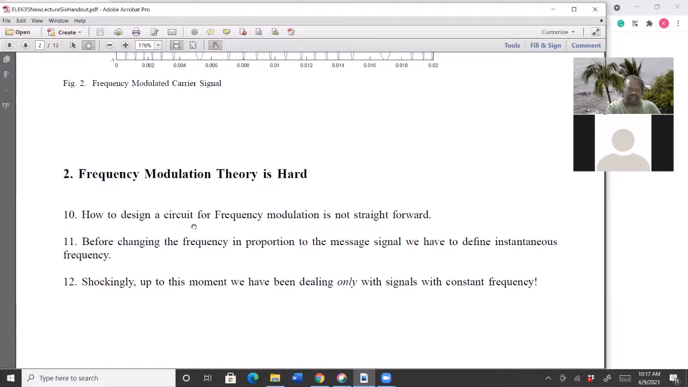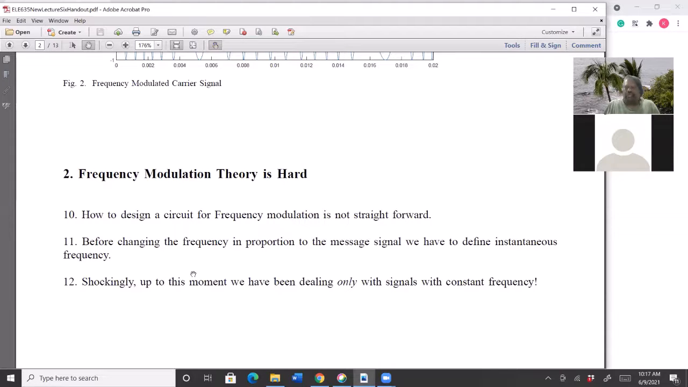Okay, first of all, how to design a circuit for a frequency modulator is not straightforward. But in order to design a circuit, you have to first write a mathematical expression. That's what I was talking about earlier. Before changing the frequency in proportion to the message signal, we have to define what is instantaneous frequency. Remember, we first studied constant velocity, and then after we studied calculus, we defined instantaneous velocity and then the rate of change of the velocity. Similarly, here we have to define instantaneous frequency.